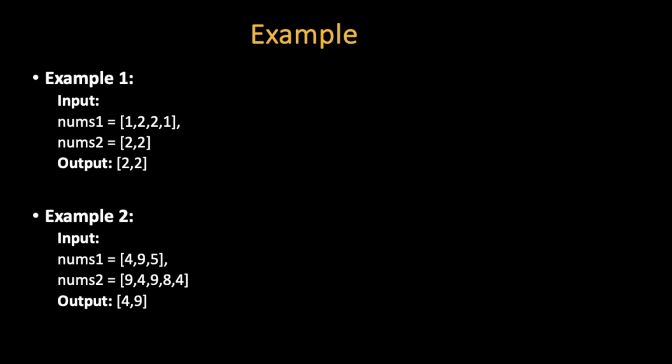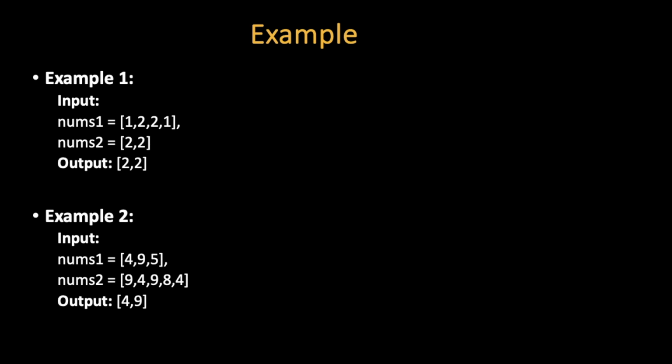Okay, let's see example one, where in nums1 we have data as 1, 2, 2, 1, and in the second array nums2 we have data as 2, 2. We can clearly see 2, 2 is common in both the arrays, nums1 and nums2. So in this case the intersection of nums1 and nums2 will be 2, 2. Let's see the second example. Here we have nums1 as 4, 9, 5, and in nums2 we have 9, 4, 9, 8, 4. We can clearly see 4 and 9 are common in both the arrays, so the intersection of both the arrays will be 4, 9.